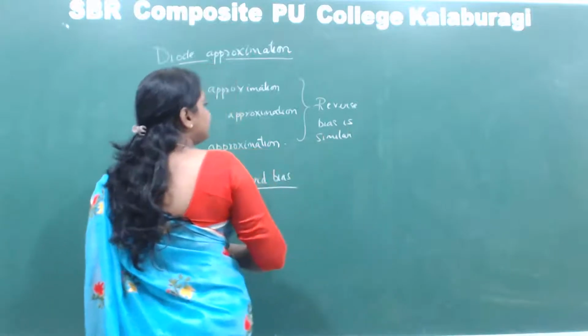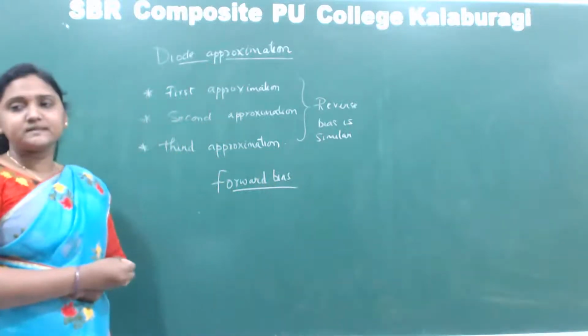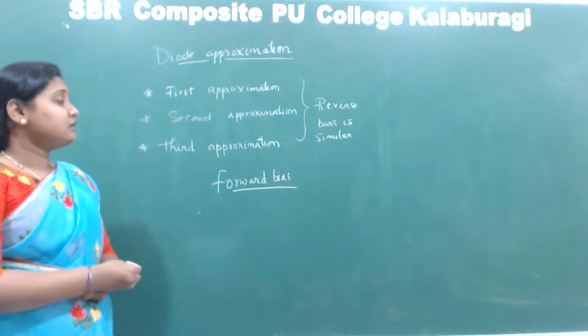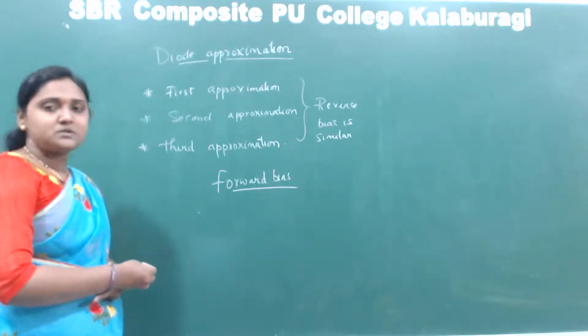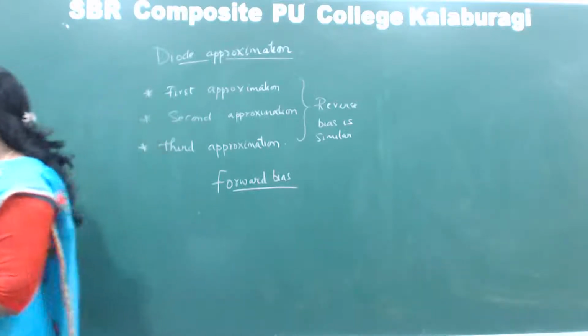So basically, we will not consider any reverse bias here. We are going to be considering only the forward biases for each approximation. What these approximations are in detail, we will be studying now.